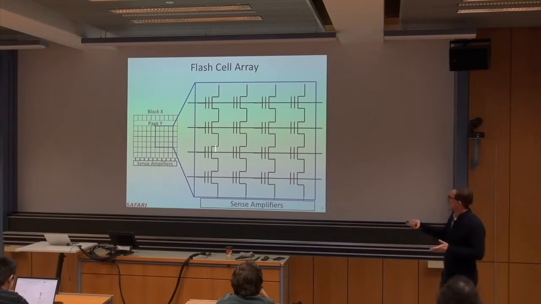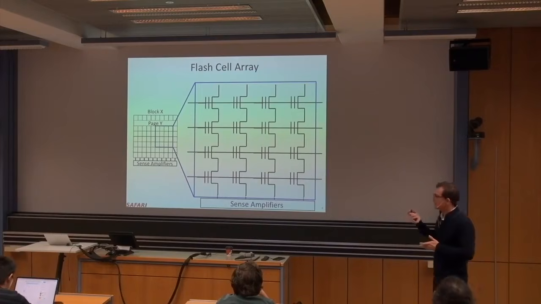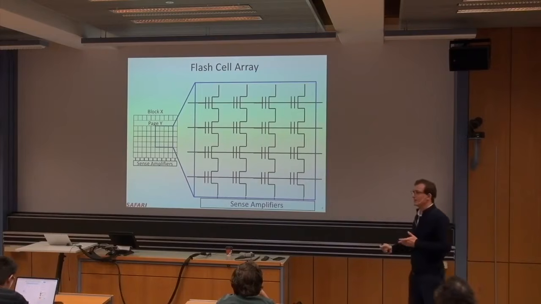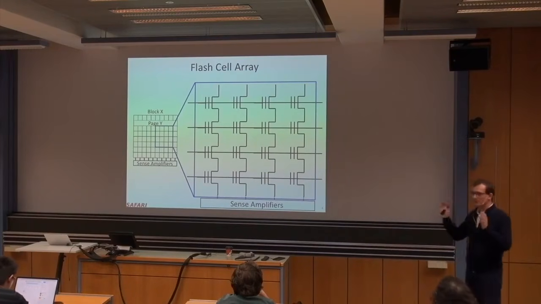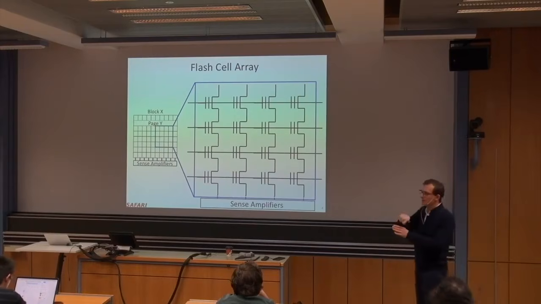And the rest is similar, basically. You have sense amplifiers at the bottom, you have word lines over here, and you have bit lines over here. The difference is the transistors are on the bit line. Right? If you remember DRAM, nothing is on the bit line. You just connect the capacitor through an access transistor to the bit line.